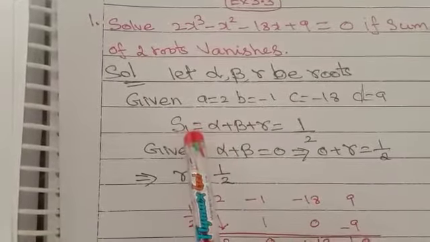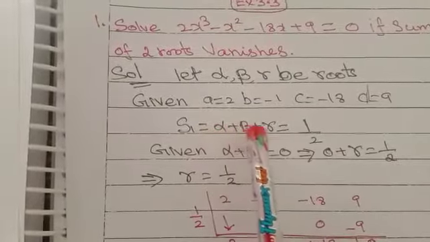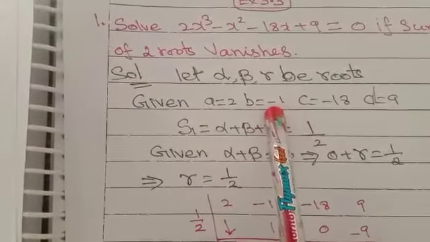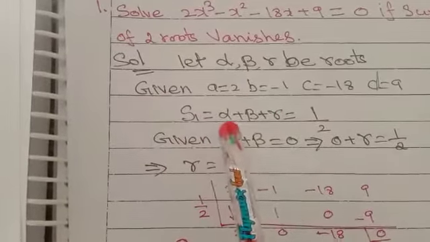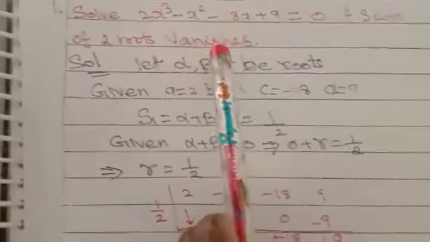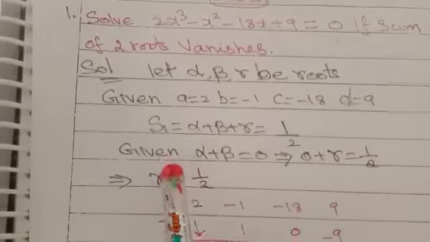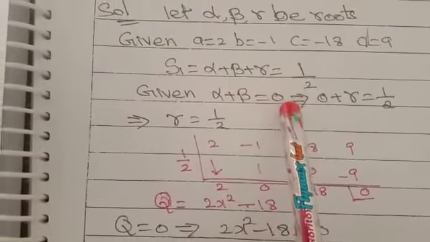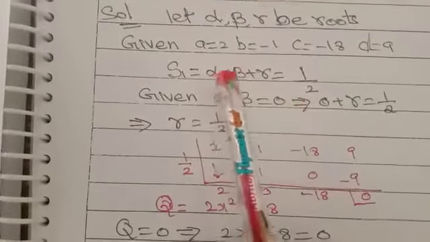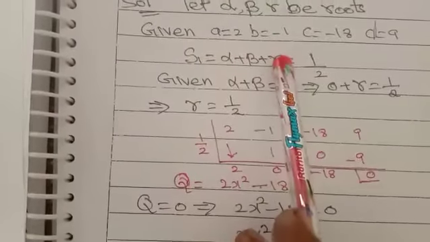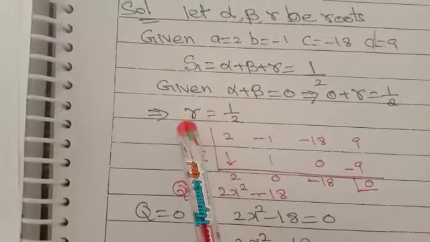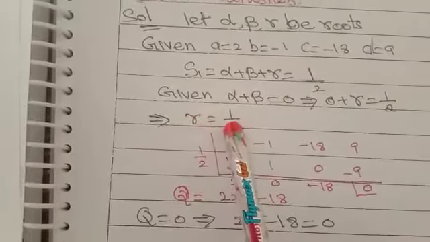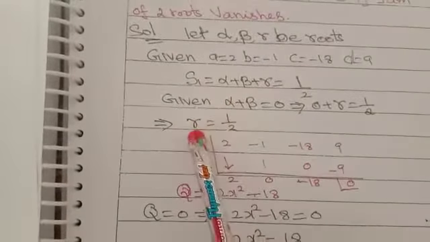Now what is the sum of the roots? Alpha plus beta plus gamma equal to, change the sign, plus 1 by 2. Now given the sum of the two roots vanishes, it means the sum of alpha and beta equal to 0. That implies 0 plus gamma equal to 1 by 2. So gamma is equal to 1 by 2. Therefore, we are able to find one root of this equation as gamma equal to 1 by 2.